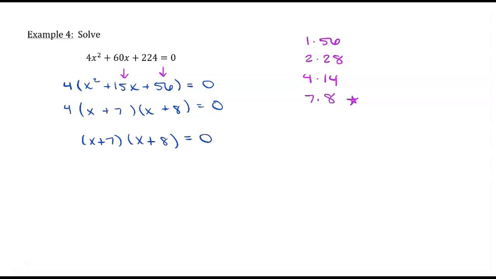In other words, x plus 7 can equal 0, or x plus 8 can equal 0. If x plus 7 is equal to 0, that means that x must be equal to negative 7. And if x plus 8 is equal to 0, that means that x must equal negative 8. So we have a solution set with two values. X can be equal to negative 8 or negative 7.